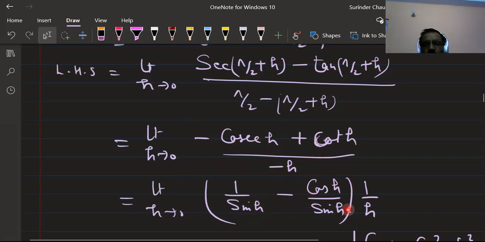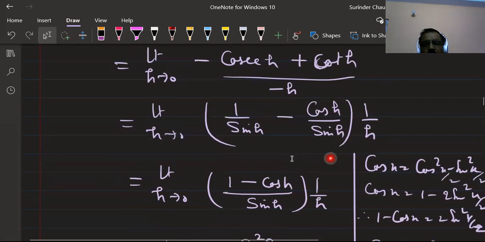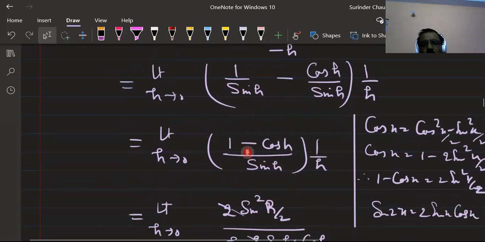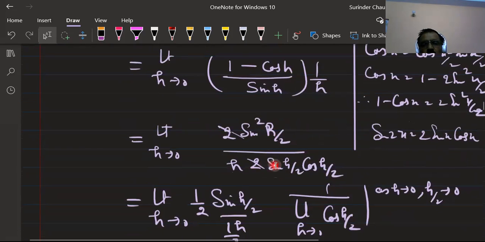And now the LCM, 1 upon h. LCM is sin h, this is 1 minus cos h by sin h, limit as h approaches 0. Now 1 minus cos h is equal to 2 sin square h by 2, and sin h is equal to 2 sin h by 2 cos h by 2. 2 cancels, sin h by 2 cancels. This will be left with sin h by 2, whose limit is 0. This is half.